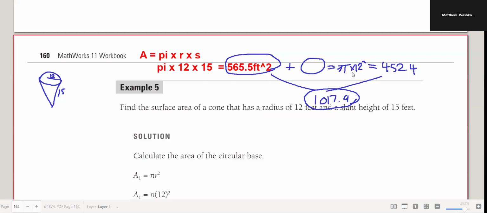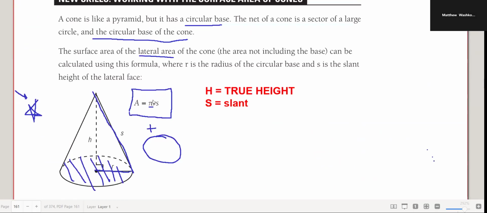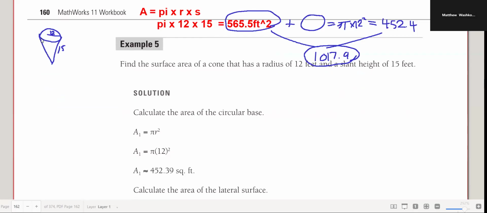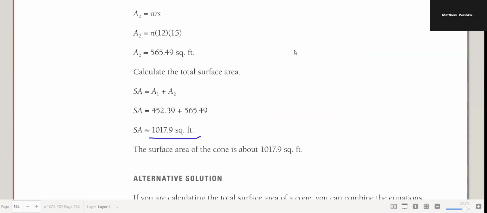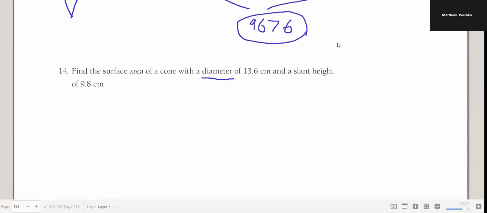I don't know where I paused my recording. I think it was here. I apologize. So what I did here was, remember, this area of your cone is just for the lateral area, which means the area that is not the circle. So you have to add the area of the circle on top of it. Just like here, I found the area of the cone, but I got to add the circle. So just make sure you're doing that.